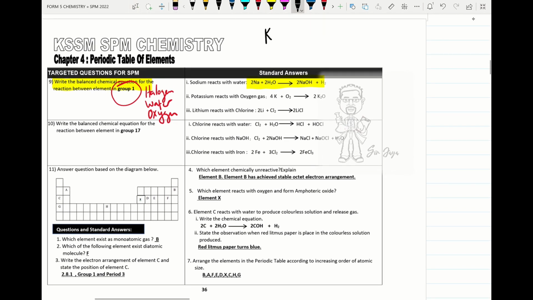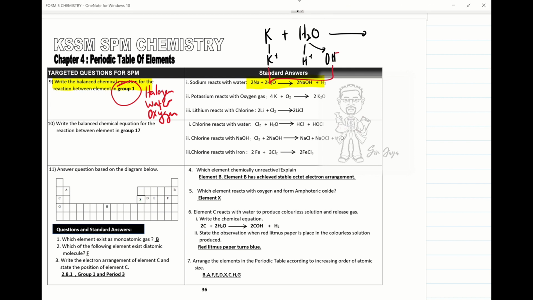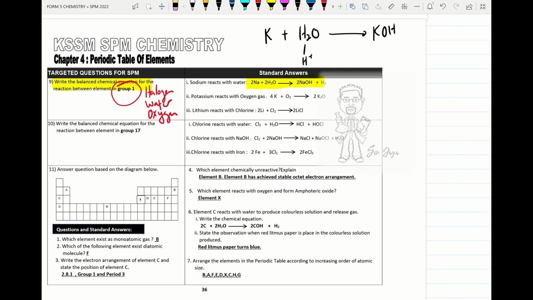So please practice with potassium reacting with water. We take out the potassium ion, we break hydrogen and we break hydroxide. During the chemical reaction, the potassium ion joins with hydroxide ion, so we will get potassium hydroxide. So we erase these, and we check the hydrogen ion. When single, we make it hydrogen gas.